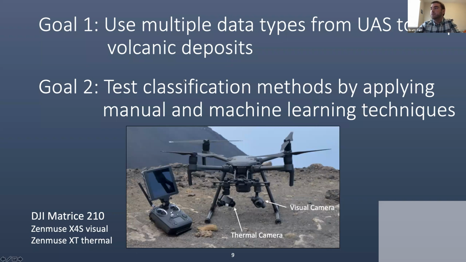In addition to using these multiple data types, we're also testing various classification methods by applying a simple manual technique and also machine learning techniques. The drone that we used in this study is the DJI Matrice 210, which has the capability to have two different cameras mounted to it at the same time. We have it with a visual camera and a thermal camera, and this allows us to collect our data simultaneously.